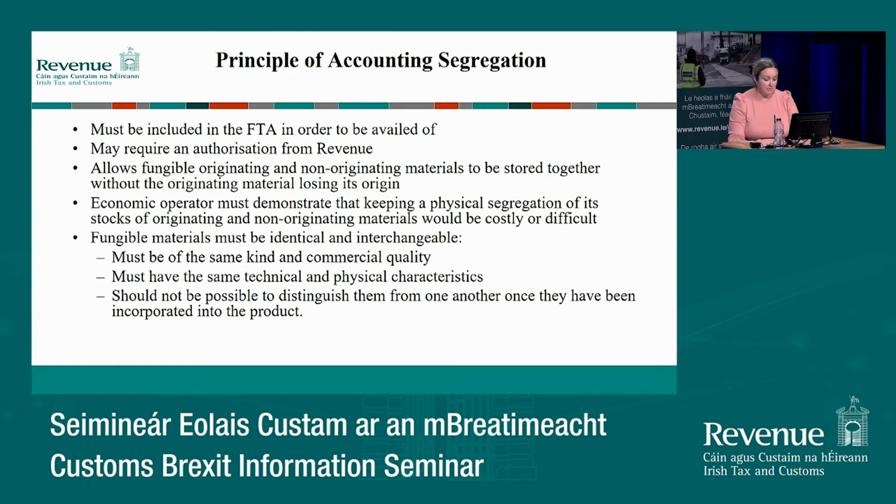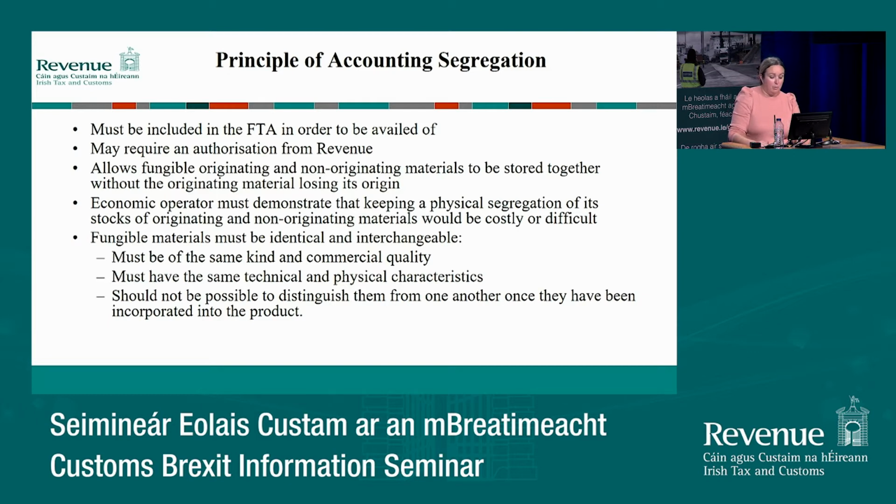So there's one last principle that I want to explain before I wrap up, and that's the principle of accounting segregation. Now, under accounting segregation, it allows fungible materials, and by fungible we mean identical and interchangeable materials. So you can store fungible originating and non-originating materials together without the originating material losing its origin. Now, not all FTAs include this provision, so you would need to check. And where it is included, you may need to be authorised to use it by revenue.